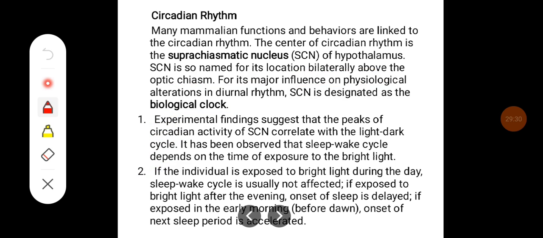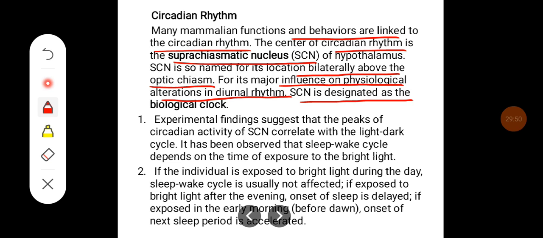Many mammalian functions and behaviors are linked to circadian rhythm. The center of circadian rhythm is the suprachiasmatic nucleus of the hypothalamus. SCN is named for its location bilaterally above the optic chiasm. For its major influence on physiological alteration in the diurnal rhythm, SCN is designated as the biological clock. Experimental findings suggest that the peaks of circadian activity of the suprachiasmatic nucleus correlate with the light-dark cycle.